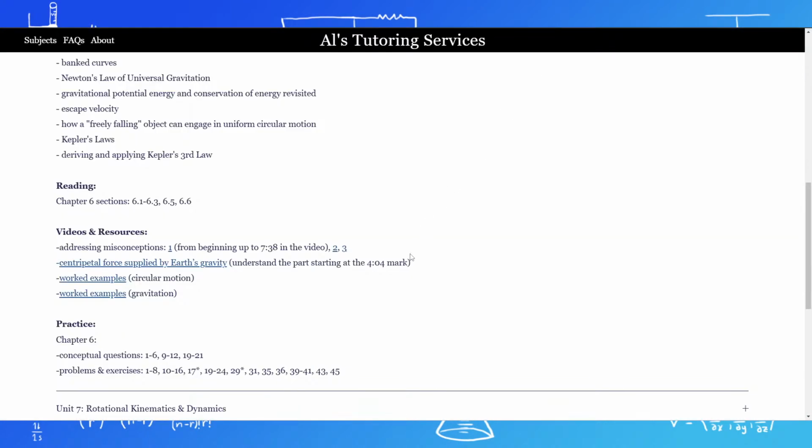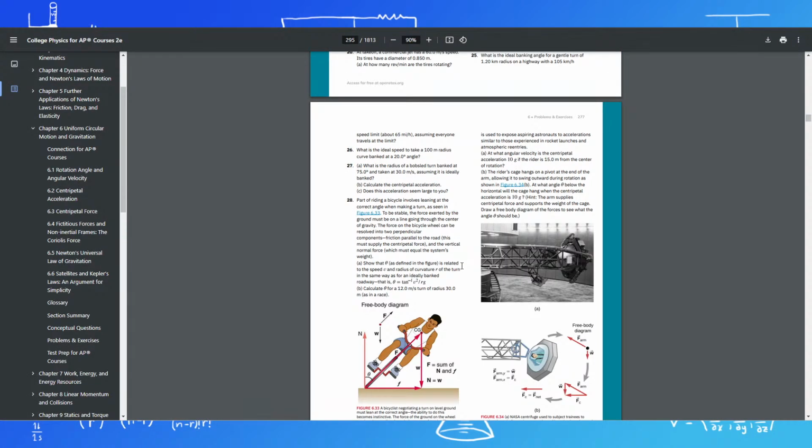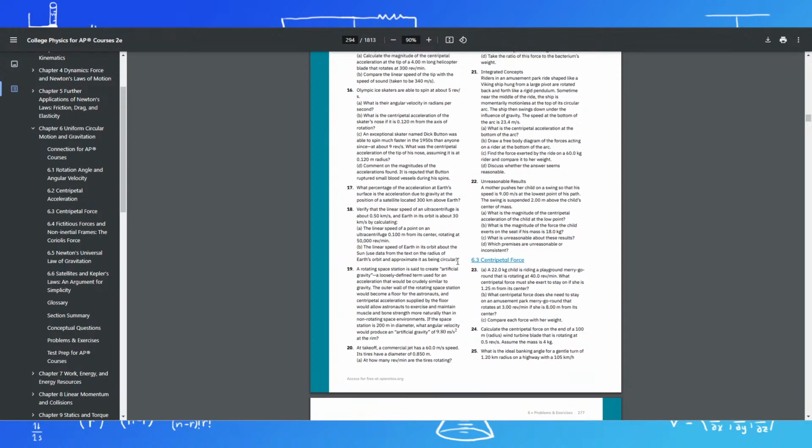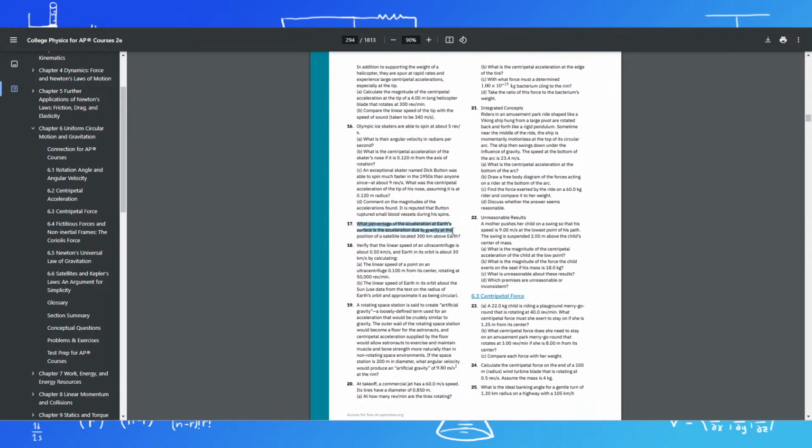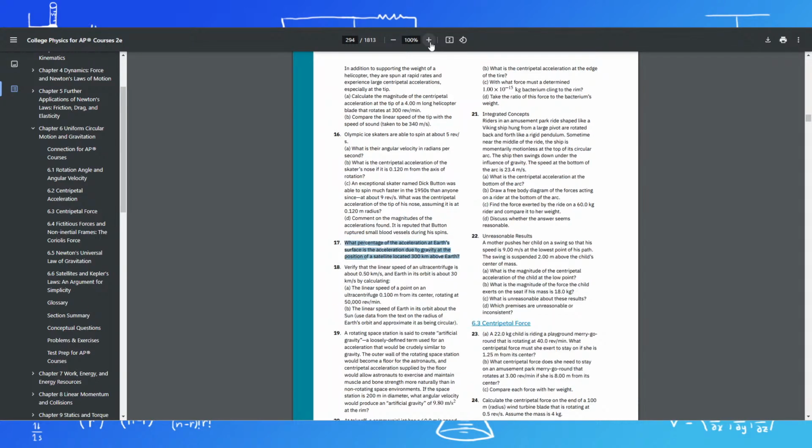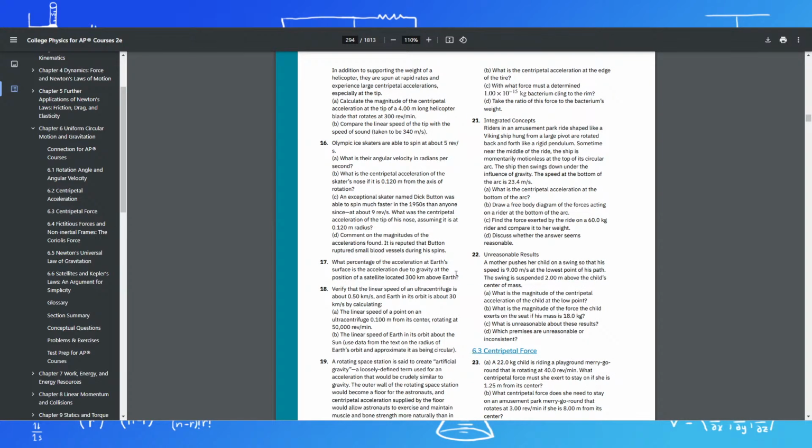And then what were the ones that I starred? 17 and 29. Let me see what is up with those. 17 says, what percentage of the acceleration at Earth's surface is the acceleration due to gravity at the position of a satellite located 300 kilometers above Earth? I guess I starred it because it's one of those altitude questions where people can easily forget to take the radius of Earth into account.